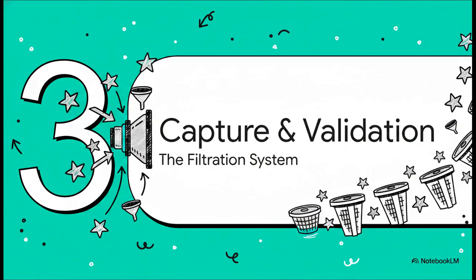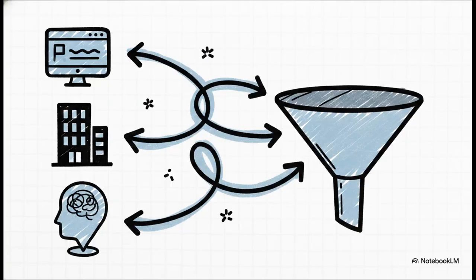Section 3 is where things get fun. Flawless capture and validation, the filtration system. Our automated lead generation machine pulls from multi-channel collection sources all at once. We aren't just sitting around relying on standard web forms through webhook triggers anymore. We're proactively integrating Apollo.io for B2B discovery, scraping LinkedIn profiles, and even extracting business data directly from Google Maps.